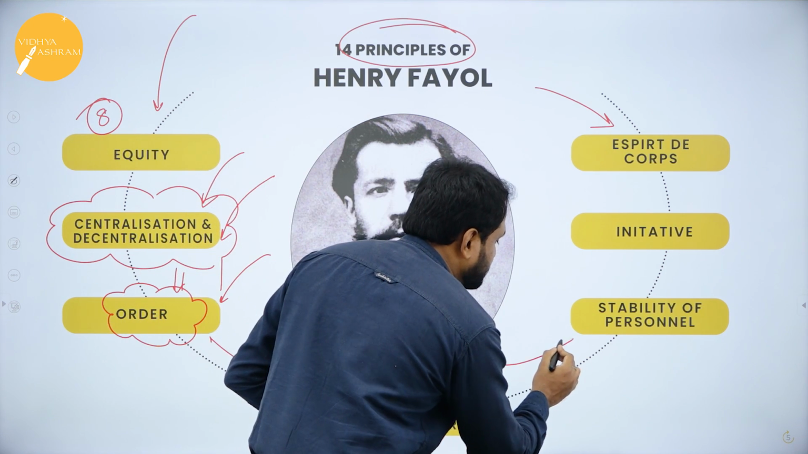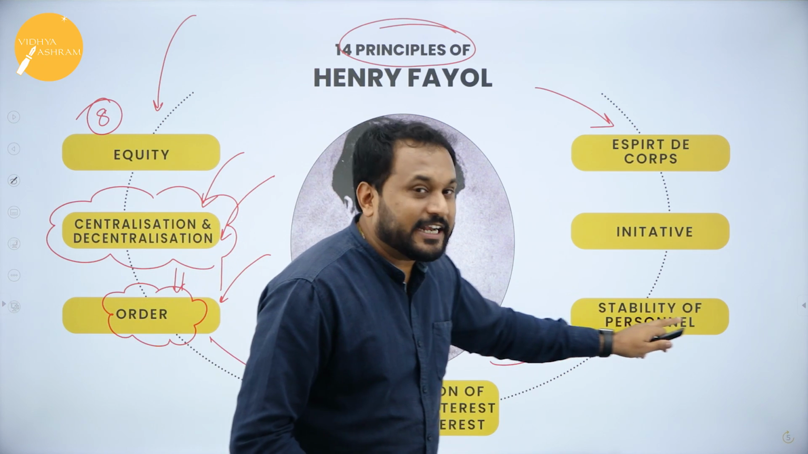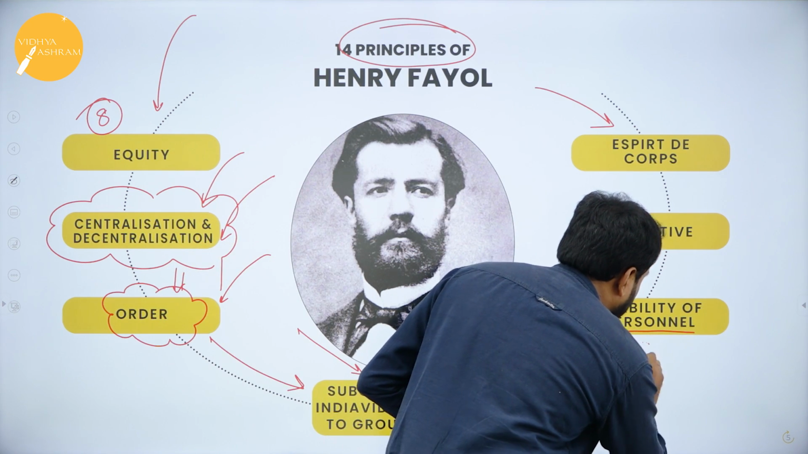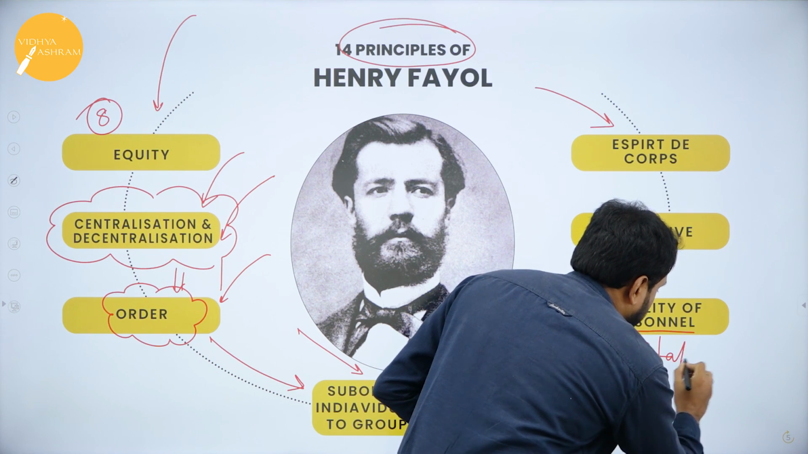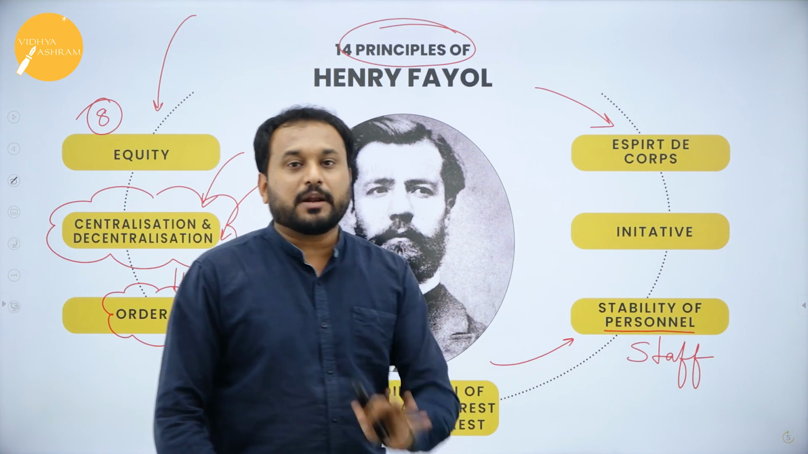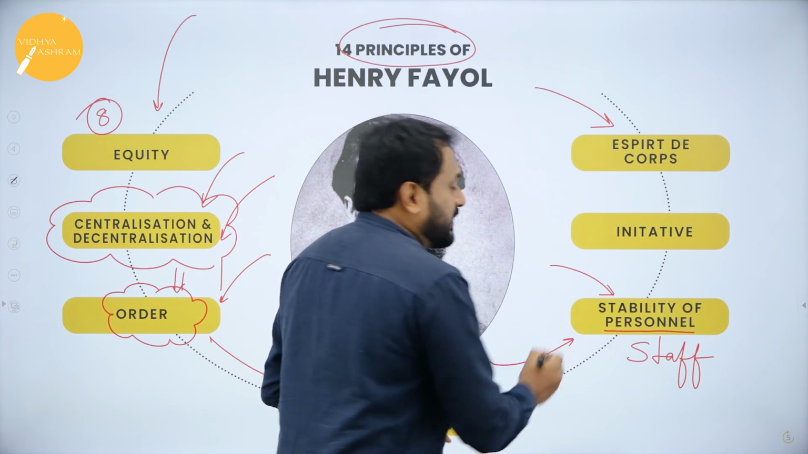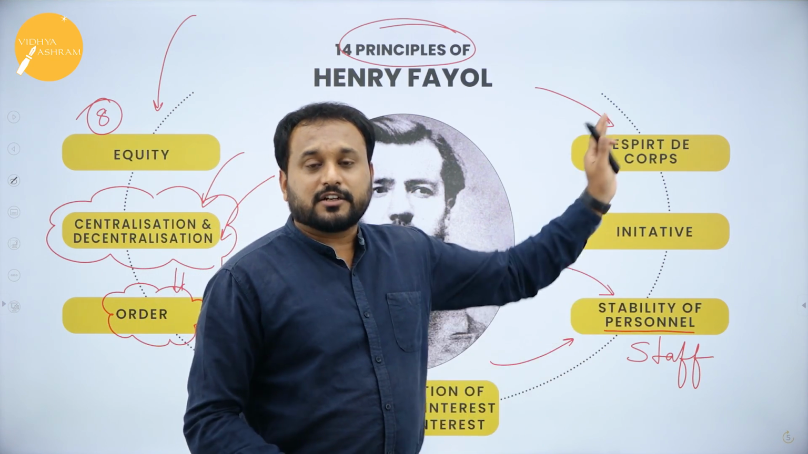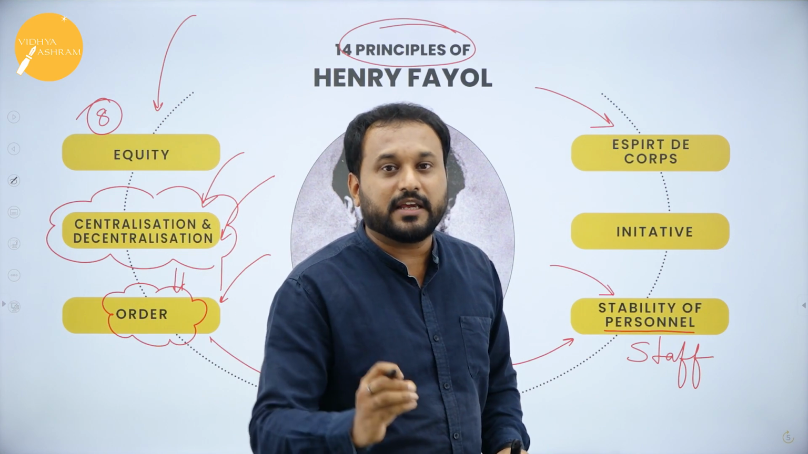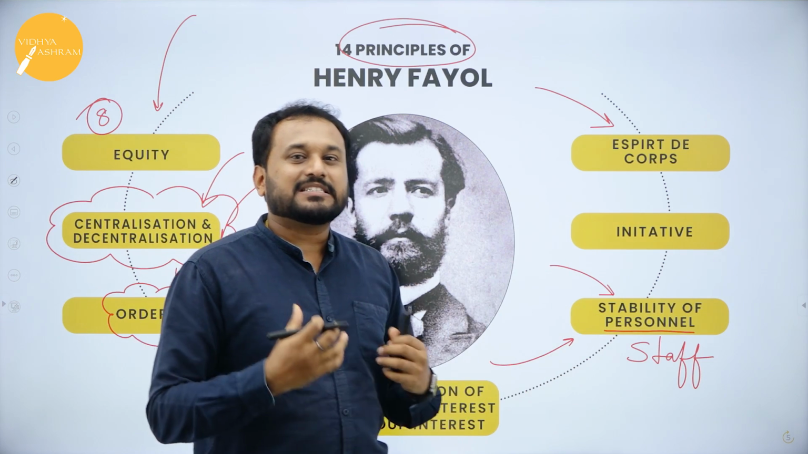The next thing is, yes, stability. What is it? Stability of personnel. What is the meaning of personnel? Personnel means staff. Whoever are your employees, they are your personnel. Stability should be there. Exactly, I'm telling you, he did not become the father of general management just like that. He thought everything properly. He is a visionary and he made it mandatory that there should be stability.